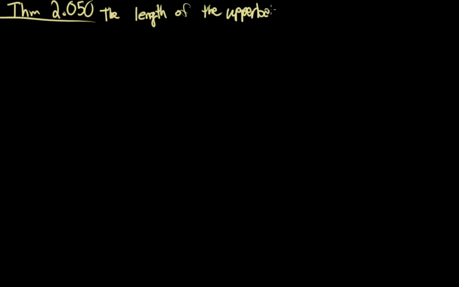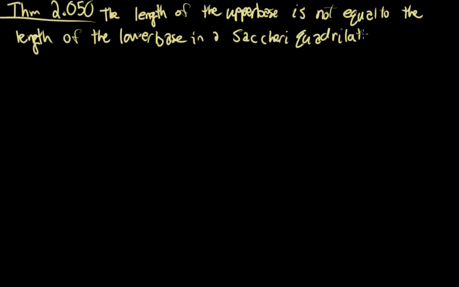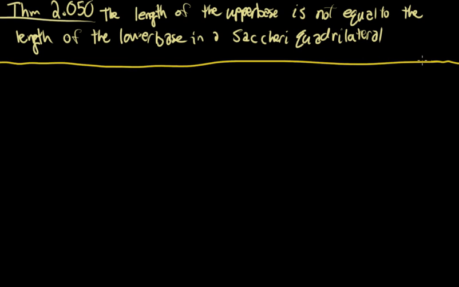This is going to be theorem 2.050. It says that the length of the upper base is not equal to the length of the lower base in a Saccheri Quadrilateral. That should be a little bit further.